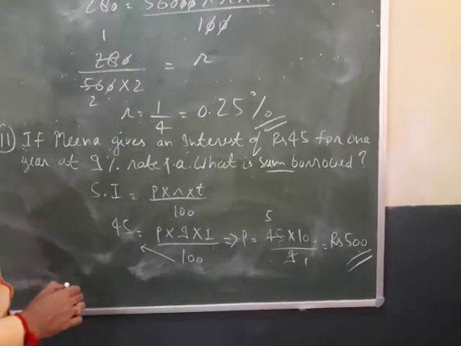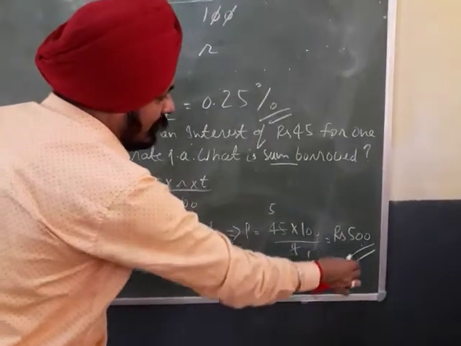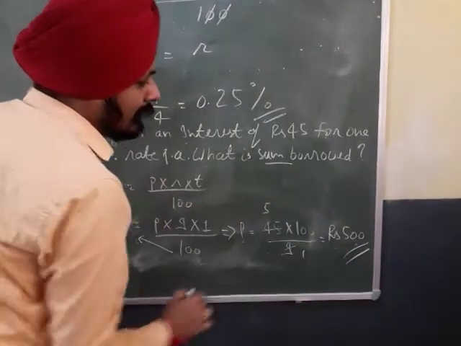Then cross multiply it and you will solve it. You will get value of P equal to 500. That means sum borrowed was rupees 500.